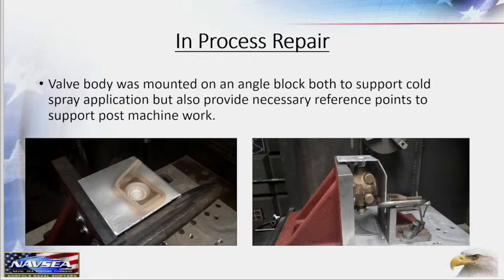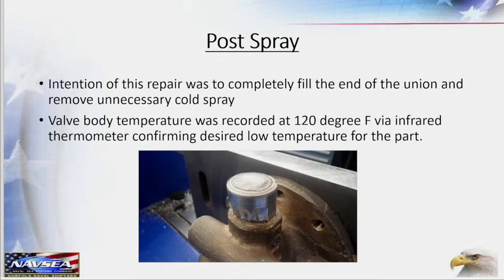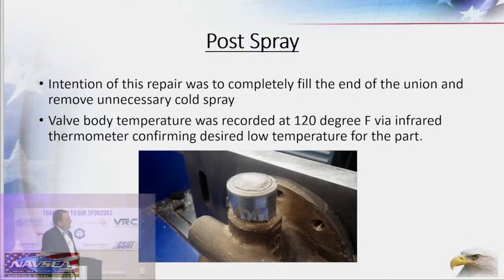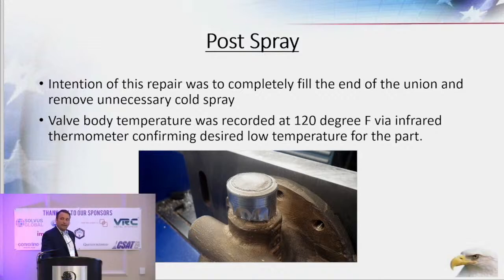So, a couple of pictures in process. We've played around with masking a few times. This was a simple masking we came up with for this. I was kidding my production guys a little bit about why we didn't just use a union nut to go over the top of this thing, but they wanted a piece of plate, so that's what we ended up going with. This shows you the as-sprayed condition of the end of the valve. We basically just filled up that whole surface, and then came back in afterwards and post-machined. We kept the part cool, 120 degrees, right after we got done spraying it.